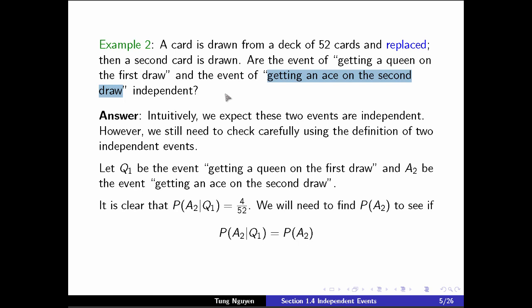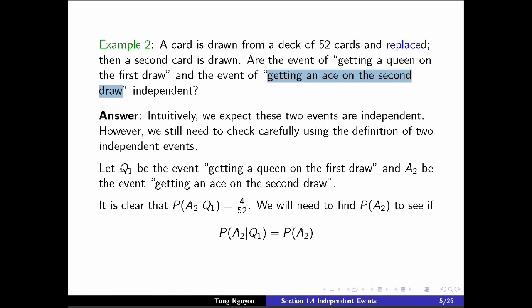So intuitively, we expect these two events are independent because we already replaced the first card back. So that means the probability of getting the ace on the second card should not be affected. But we still need to check carefully using the definition of the two independent events. And remember, we have three different ways to verify independence of two events. But let's see what we need in this case.